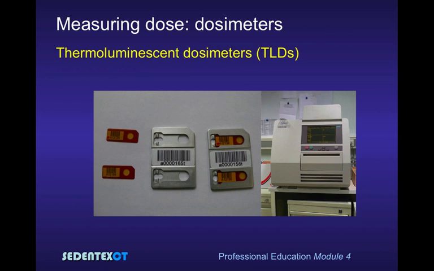What are these? Well, they contain materials such as lithium fluoride. This material has a particular property that when it is exposed to radiation, the energy in the radiation is stored and will only be released when the material is heated in a special reader. This gives an indication of the amount of radiation that the dosimeter has received.